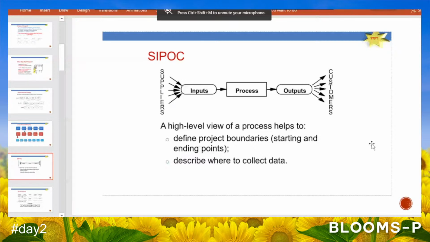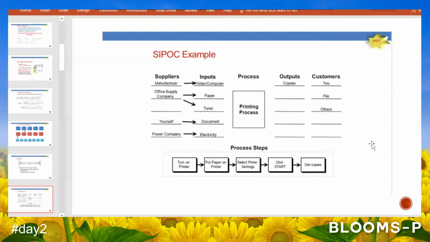All right? Now, we have here an example of a SIPOC. So, suppliers: we have a manufacturer, an office supply company, and yourself, as an example of a supplier, and a power company. The inputs are printer, computer, paper, toner, for instance, documents, and for the power company, electricity. The process is the printing process. Our outputs are the copies. Who will then benefit? Our customers.